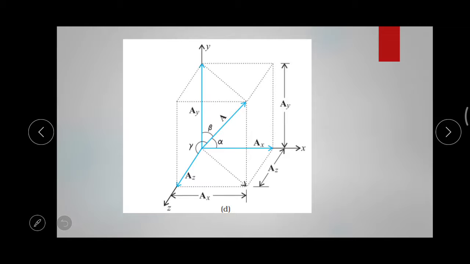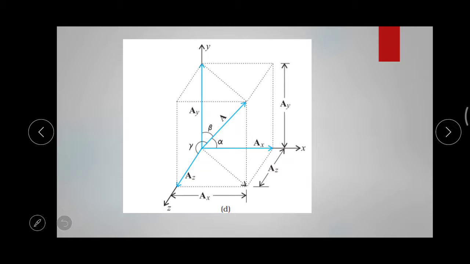Suppose the vector is A, then Ax and Ay, where Ax is the component of the vector along the x-axis. With direction, it will be Ax i cap, and in the y direction it will be Ay j cap. And if the angle between the vector and the x-axis is theta, then the magnitude of the x component will be A cos theta, and the magnitude of the y component will be A sin theta. These things we have studied.